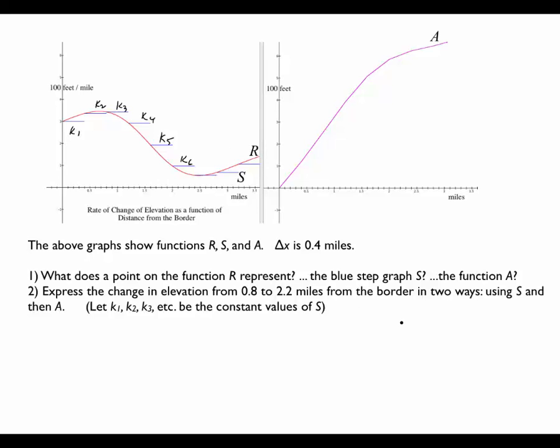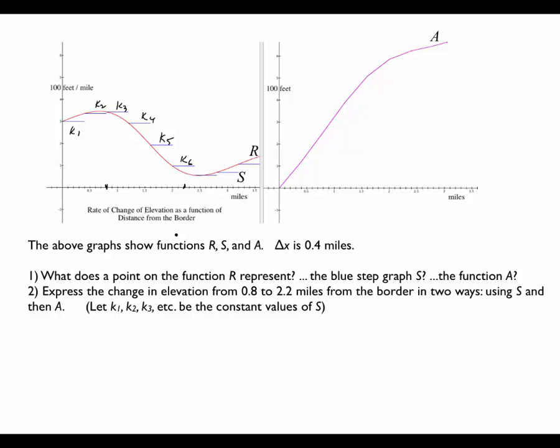So how would we represent the change in elevation from 0.8 to 2.2 miles? I was hoping everyone could do this, but it was much closer to no one could do it, or they just didn't want to try and think about it. Okay, so how can we express the change in elevation from 0.8, which is right here, to 2.2, right here?